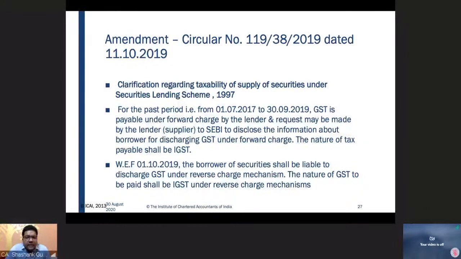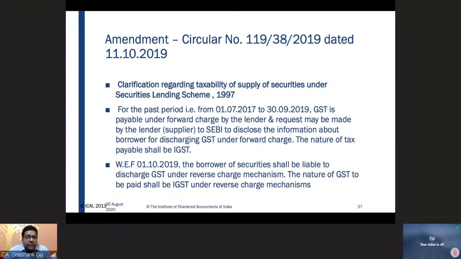Securities lending scheme. So this we already discussed. The clarification regarding taxability of supply of securities under the securities lending scheme for the past period, that is 1st of July 2017, from when GST was implemented, to 30th of September 2019: GST is payable under forward charge by the lender, and a request may be made by the lender to SEBI to disclose the information about the buyer for discharging GST under forward charge.